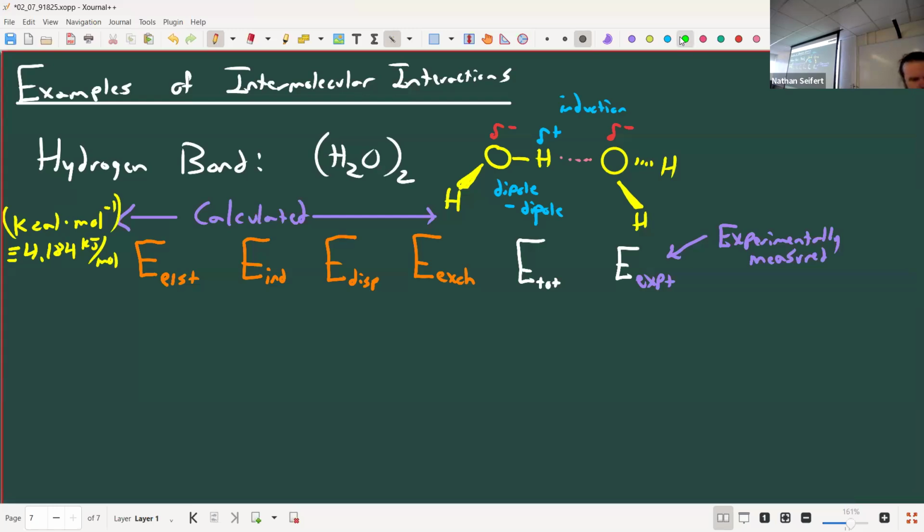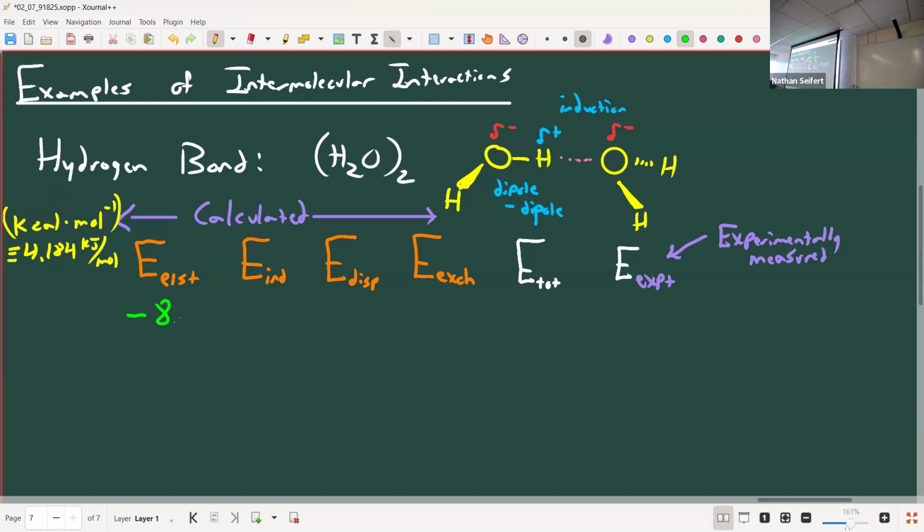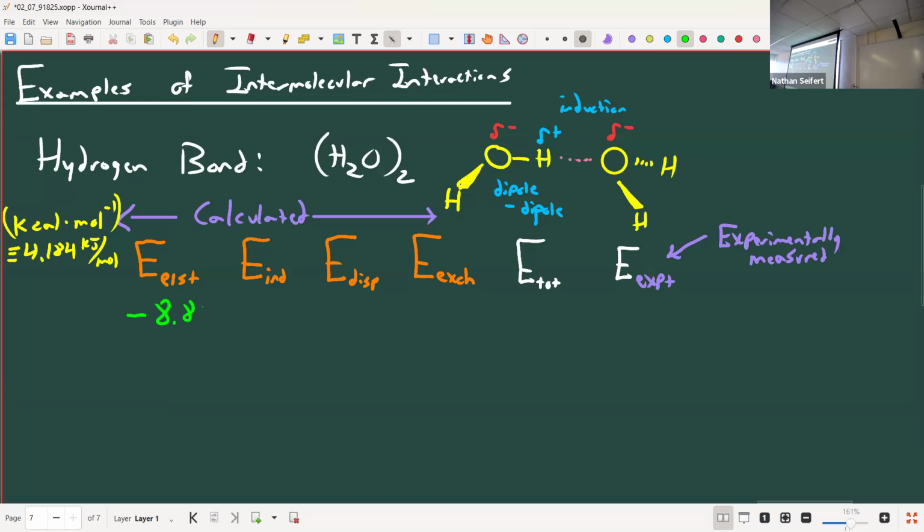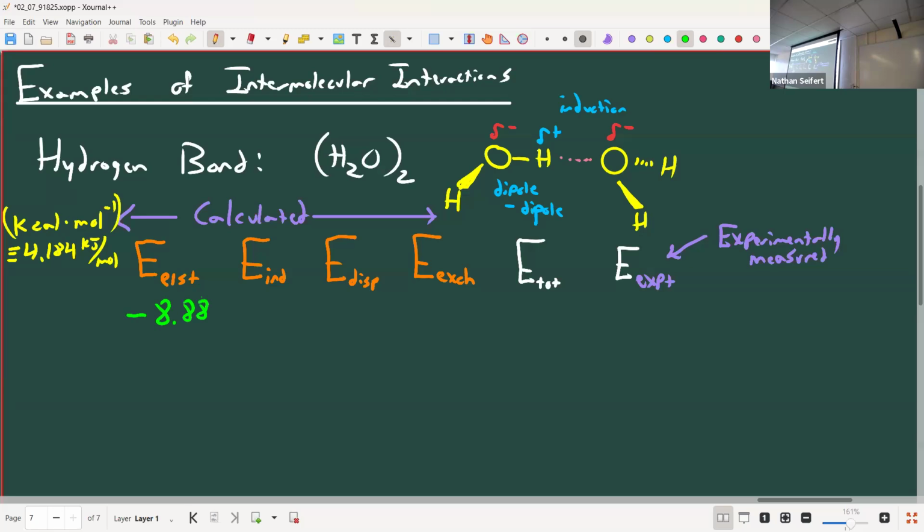So in water dimer, again, we would expect the electrostatic energy, the dipole-dipole interaction, to dominate. And that's exactly the case. So the total binding energy electrostatic is minus 8.88 kcals per mole. This is dominantly a dipole-dipole interaction. We're going to get a lot of negative charge buildup in the oxygen, a lot of positive charge on hydrogen. And remember, we have this lone pair here that it's interacting with.